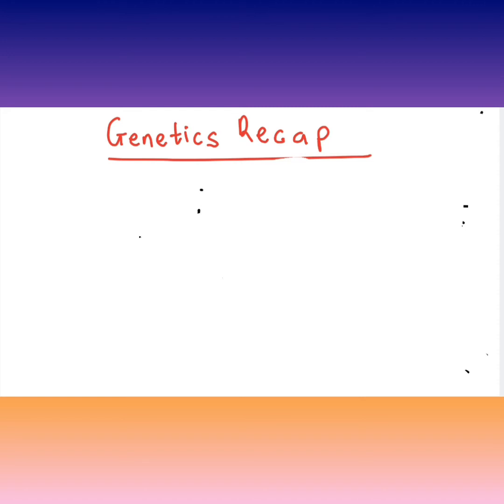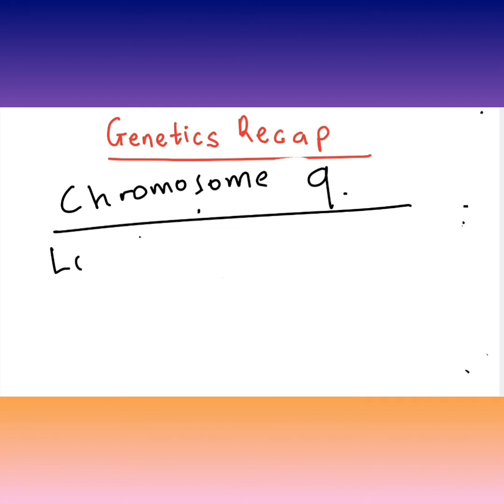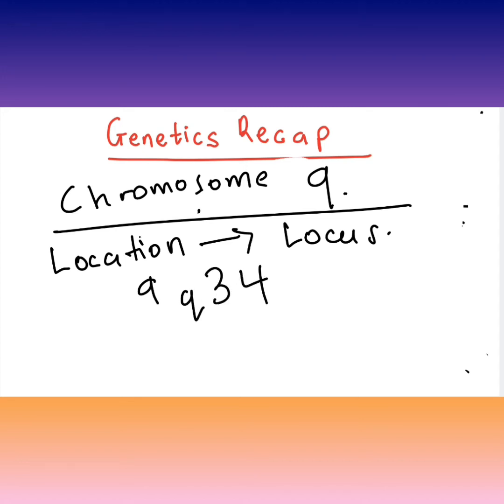Now, the ABO blood group gene is located on chromosome 9. Now remember, we said in genetics the location of a chromosome or a gene is referred to as locus. Now the locus location of this particular gene is 9q34.